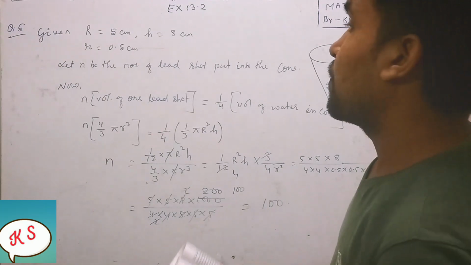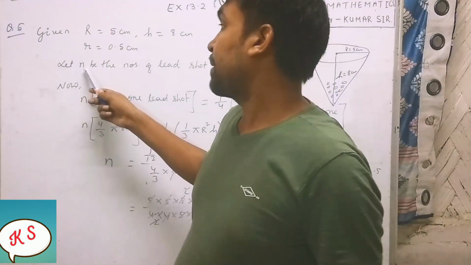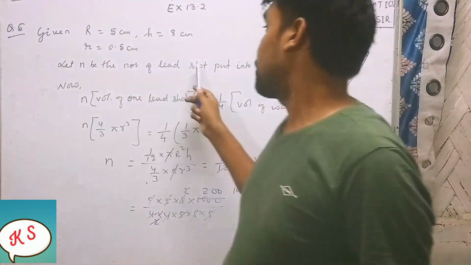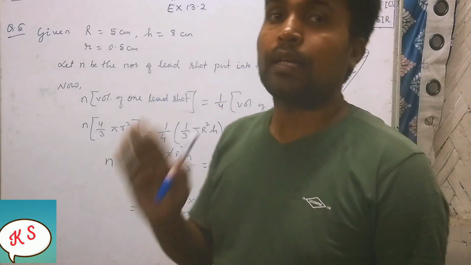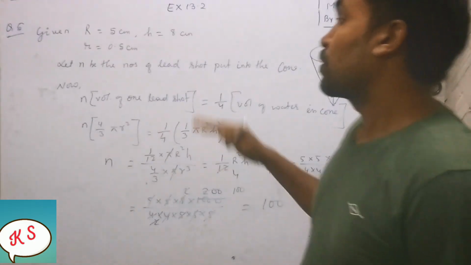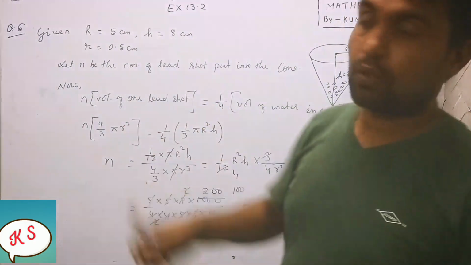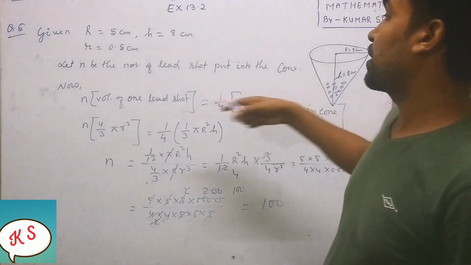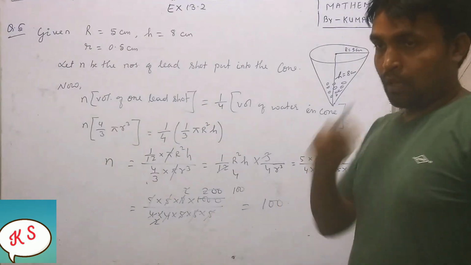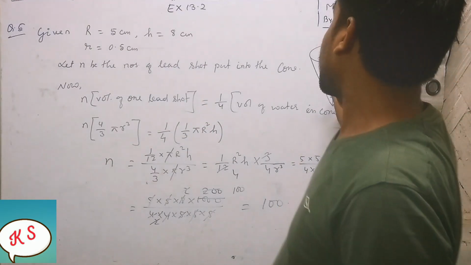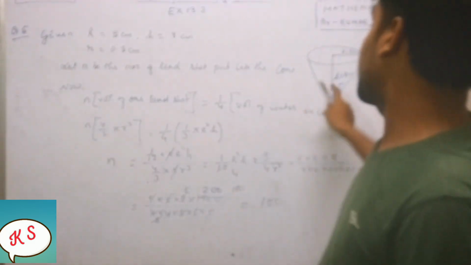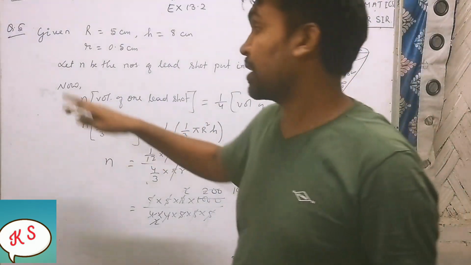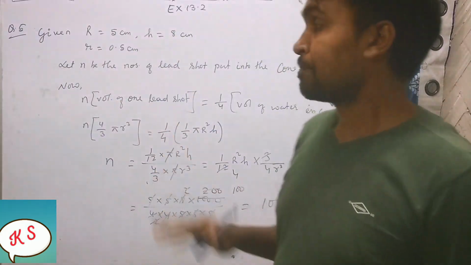Okay now, for that what we have done is, let n be the number of lead shots put into the cone. So we are assuming that n is the number of shots which are put in that cone. This is what we are assuming, n. Excuse me. So n is the number of lead shots.